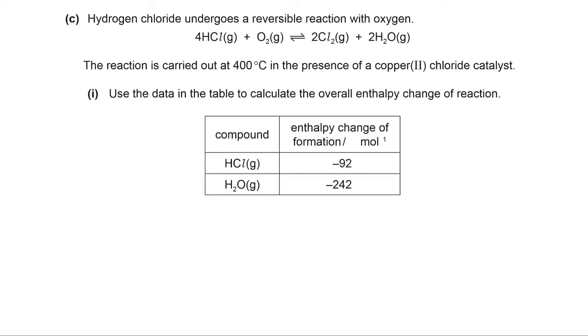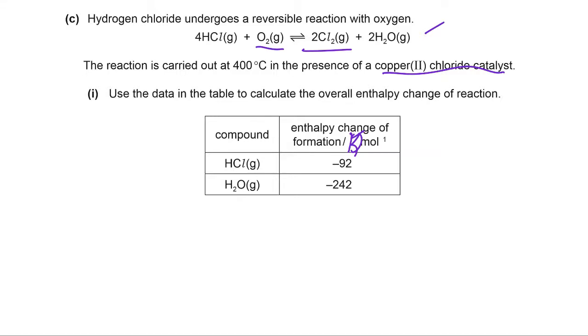Here in this reaction, hydrogen chloride undergoes a reversible reaction with oxygen. The reaction is carried out at 400 Celsius in the presence of copper chloride catalyst. Use the data in the table to calculate the overall enthalpy change of reaction. Here you can see you have two enthalpy changes of formation, in kilojoule per mole, for only HCl and H2O. We don't have formation of oxygen or of chlorine.